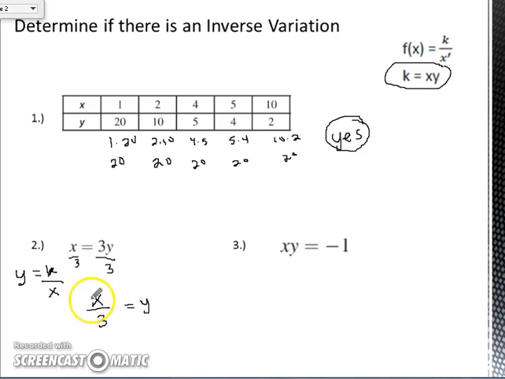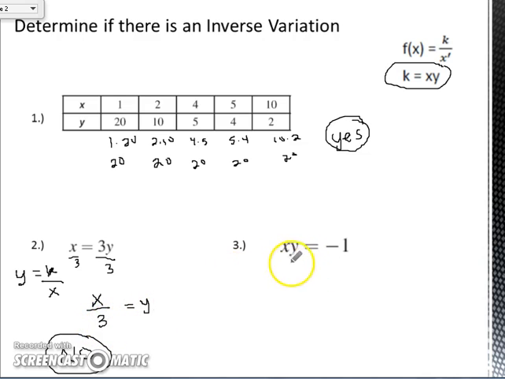In this one, our x is in the numerator and we're dividing by a number. In our inverse variation equation, this would have to be a number divided by x, where x is in the denominator. So this one I would say is no, it is not an inverse variation relationship because the x is being our main number and we're dividing by 3 with this one.